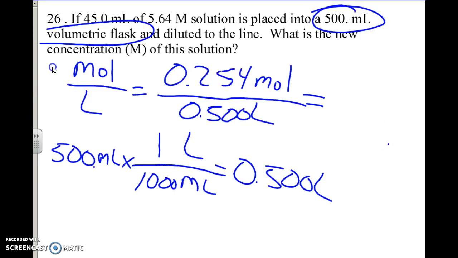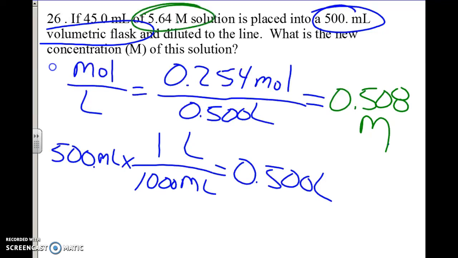When you solve that, you end up getting an answer of 0.508 molar. So again, you started with 5.64 molar, you added some water to it, and you end up getting a less concentrated solution or lower molarity solution.